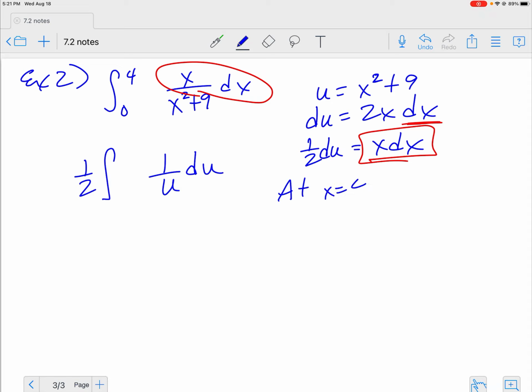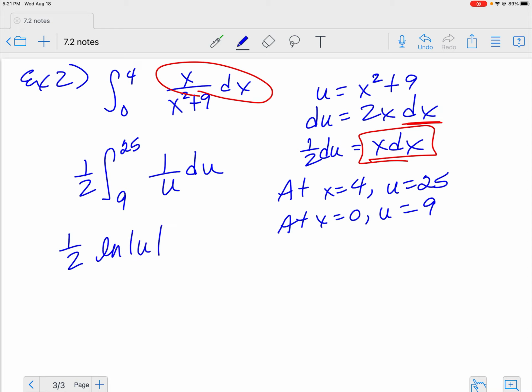You'll thank me later. So when x is equal to 4, I'm going to take this 4 and plug it in, and u is 25. At x is equal to 0, and I plug that in, u is 9. So this is going from 9 to 25. All right, do your thing. I've got 1/2 natural log of u. Remember, that's in absolute value in the fundamental theorem of calculus because it's a definite integral.